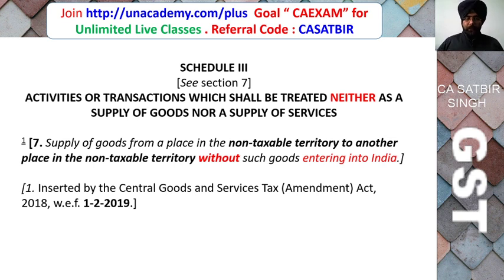Apart from that, there is item number 7 that is covered: supply of goods from a place in the non-taxable territory to another place in non-taxable territory without such goods entering into India. Suppose a person purchases goods from China and is selling those goods in USA, then no GST has to be paid because these are from non-taxable territory to non-taxable territory.